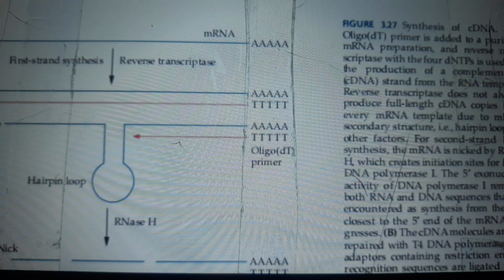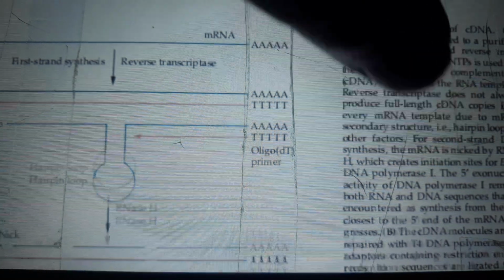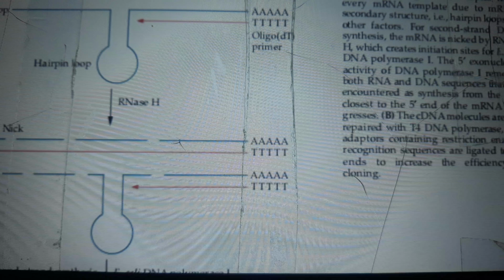This is figure 3.27, which shows the synthesis of cDNA. An oligo-dT primer is added to a purified mRNA preparation, and reverse transcriptase with the four dNTPs is used for the production of a complementary cDNA strand from the RNA template. Reverse transcriptase does not always produce full-length cDNA copies from every mRNA template due to mRNA secondary structure, that is, hairpin loops.